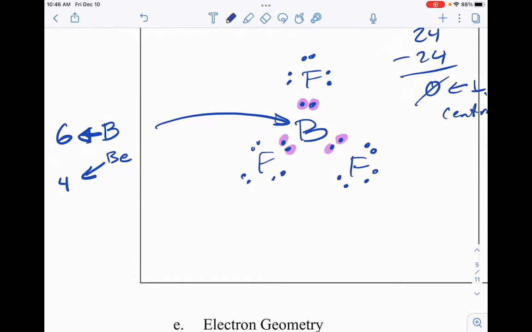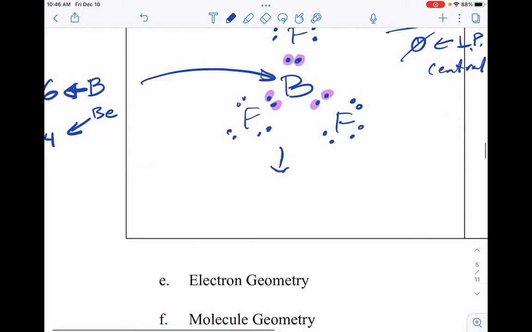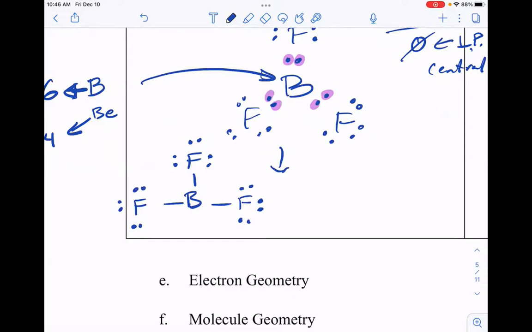And so if you want to translate this as a Lewis line drawing, this is boron, fluorine, fluorine, fluorine, and each fluorine has its lone pairs.